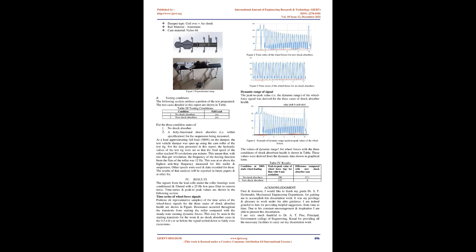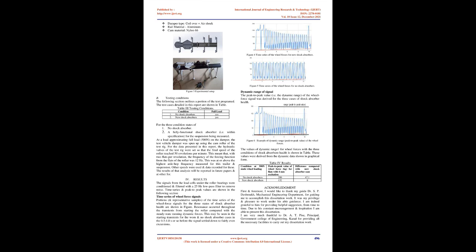A. Specifications. Driving motor torque, 896 N/cm. Motor voltage, 12 V. Motor rating, 80 watt. Motor type, planetary gearbox motor. Max RPM, 18. Damper length, 200 mm. Damper stroke, 50 mm. Damper type, coilover and air shock. Rail material, aluminum. Cam material, nylon 66.